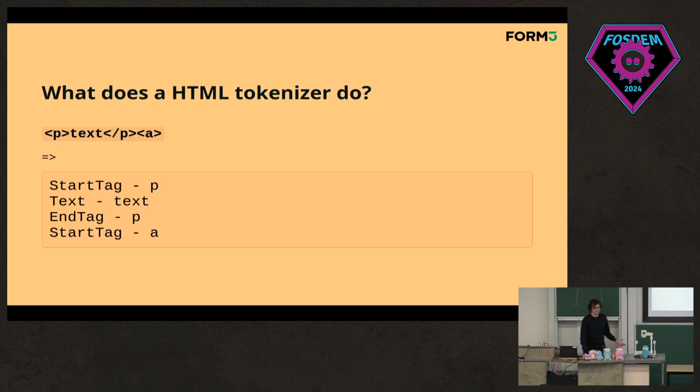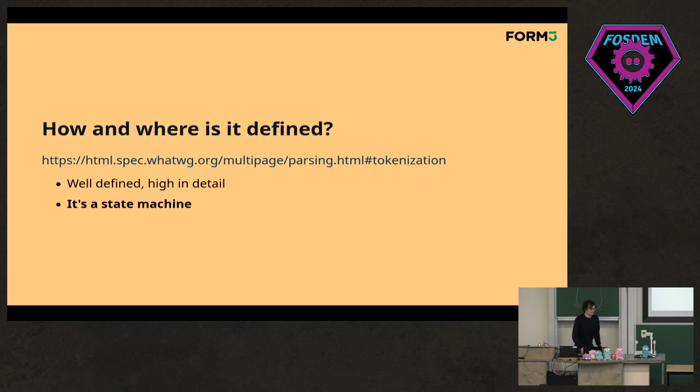So what does an HTML tokenizer do? It takes HTML input and gives you the HTML tokens. For this example, you have a paragraph with text inside, and an anchor afterwards. You'll get a start tag of P, the text inside, an end tag of P, and then a start tag of A. This is a very well-defined process, and there is an HTML specification for it. It's very detailed, easy to follow, and it's a state machine, which will become important later.